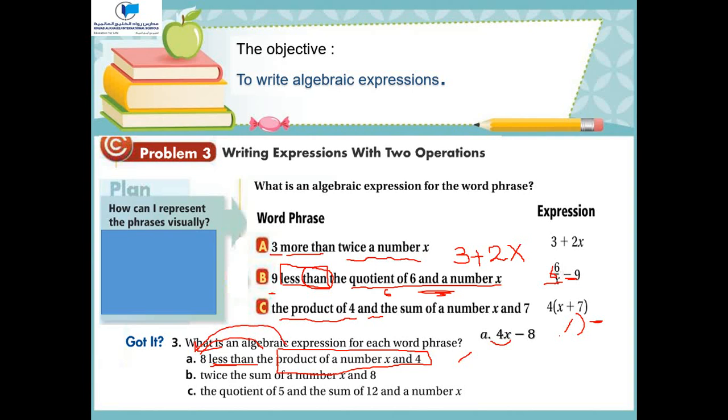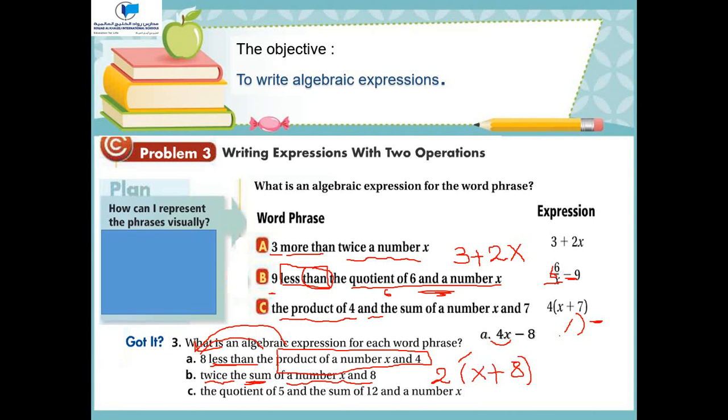Twice the sum of a number x and 8. So twice, you will put 2. The sum of, usually if you have something like that, the sum of, that means these all together, like this one. So the sum of a number x and 8. So the sum is addition, so x plus 8.